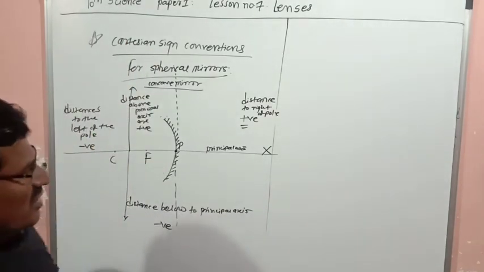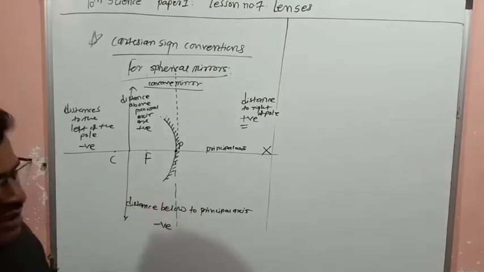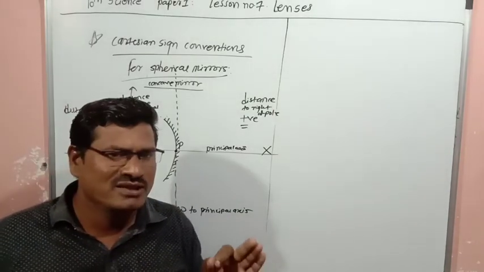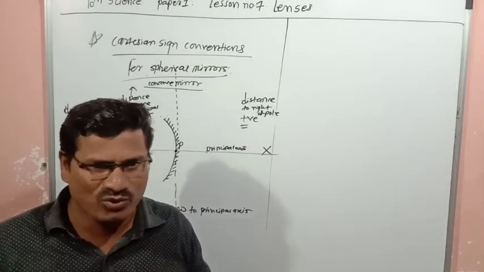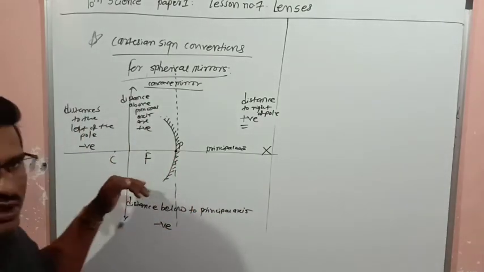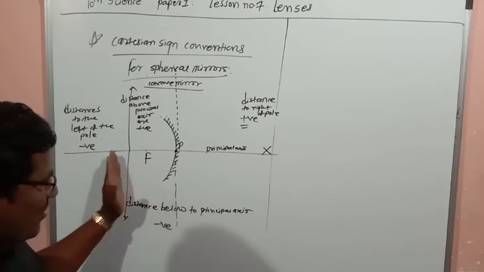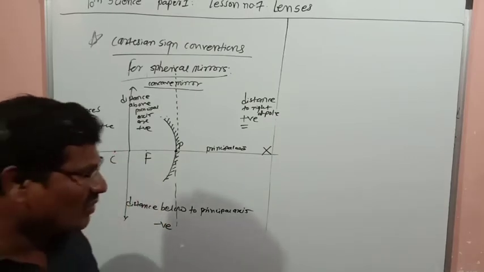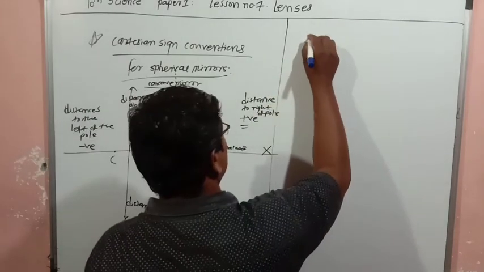Another thing you have to remember is that the object is always kept towards the left of the pole. So on this side you keep the object. So what are the sign conventions? In points we will write.